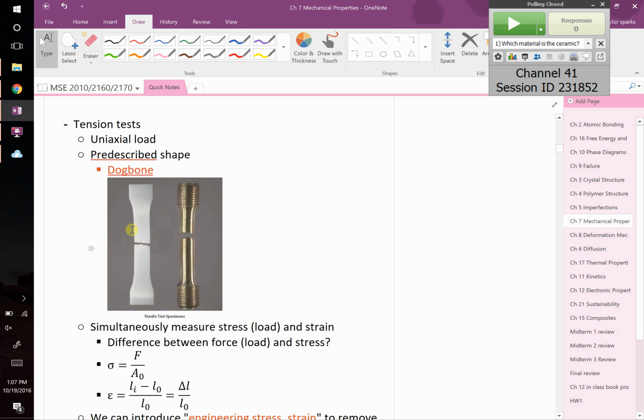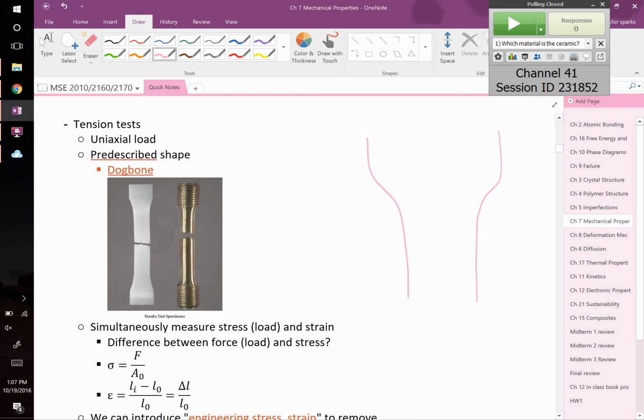Why does it have to be narrowed in like that? Let me pick on one of my MSE students since I know you did this yesterday. Daniel, let me pick on you. It has to be like that because when you load it in the machine, you have to have something to grab onto like this, so that the force is pulling across the part you want to test all the time. Yeah, like this is the dog bone.